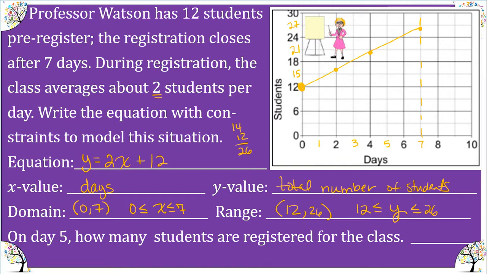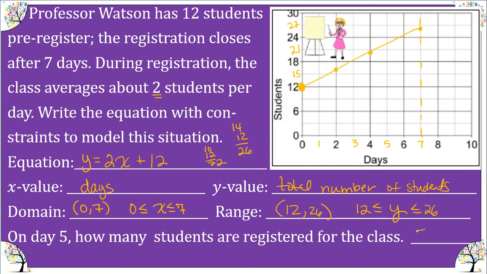The least is 12. Now notice on this inequality I used y because that represents our output. So on day 5 it asks how many students are in the class. So on day 5, 2 times 5 is 10, and then 10 plus 12 is 22.